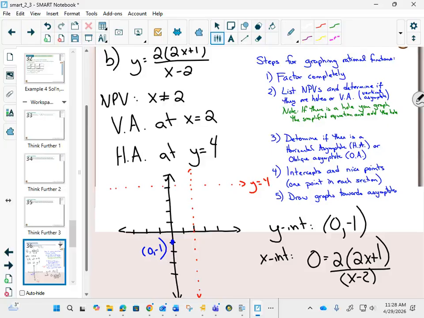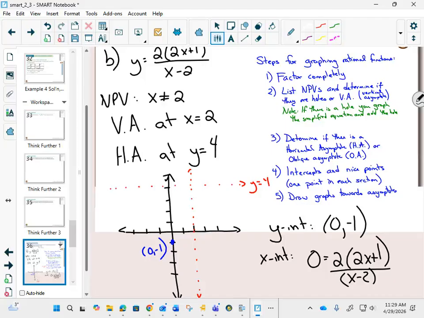Now there's something really nice that happens with fractions equal to 0. If you have a fraction equal to 0, does it make sense that the numerator, the top, has to be 0? It doesn't matter what the bottom is. 0 divided by 17, 0. 0 divided by 382, 0. It just matters what the top is.